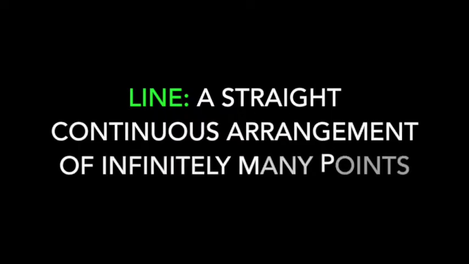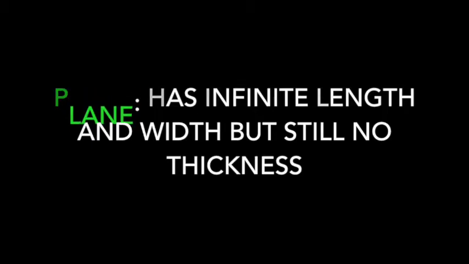All right. Number two, the line. A line is a straight, continuous arrangement of infinitely many points. And then the third undefined term is called a plane. A plane has infinite length and width, but no thickness.